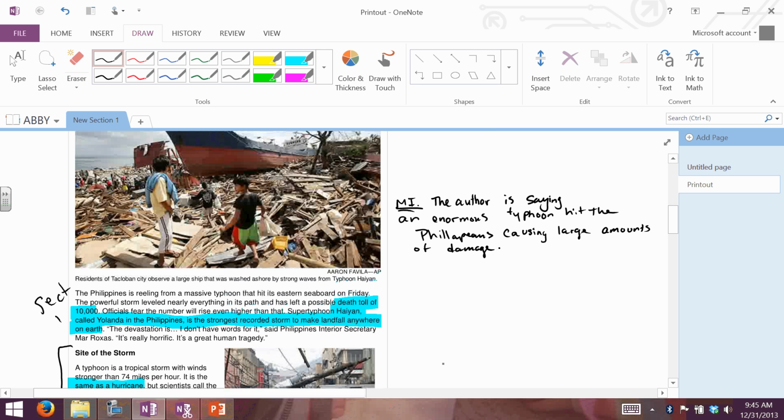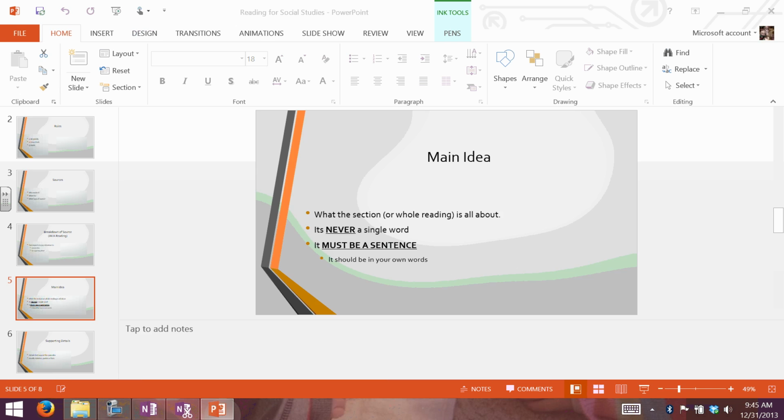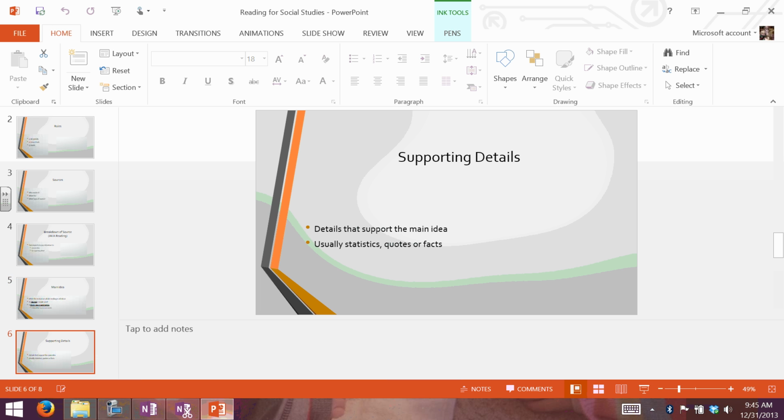Now we want to look at the supporting detail for this section. Now it's a small section, so we're okay if we only have one supporting detail, but we want to write it like this, SD1. Let's go back to our little notes here. We're going to look at what supporting details should look like. They are details that support the main idea. They're usually statistics, quotes, or facts.